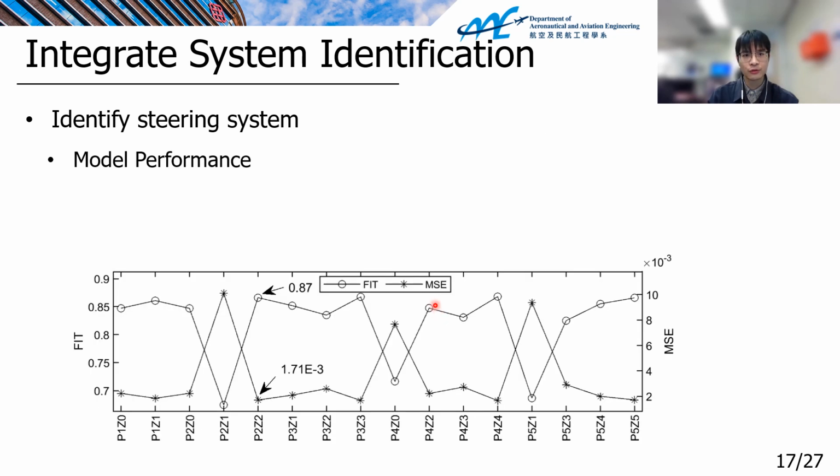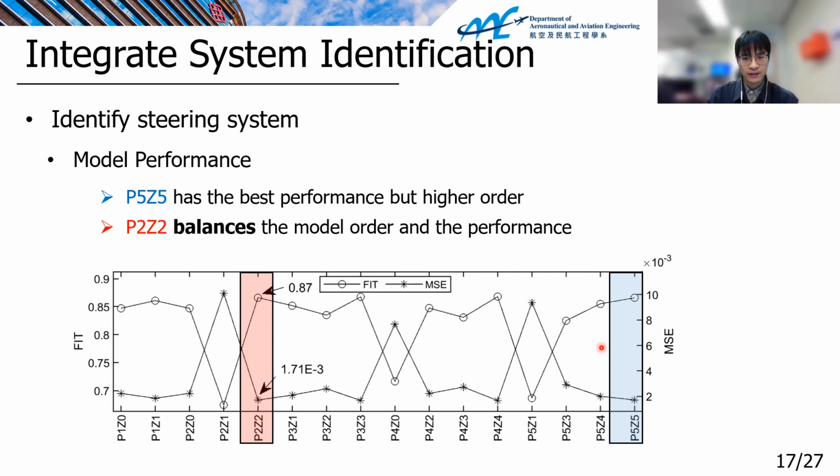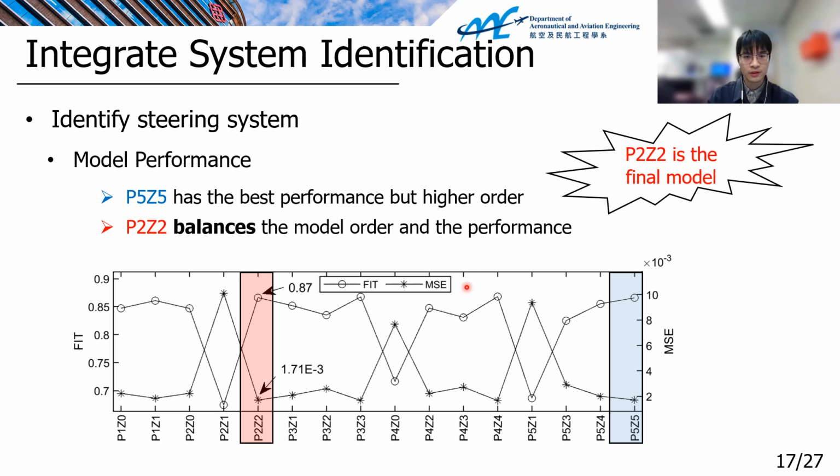And similarly, we choose 20 candidate models as in identifying the powertrain system. We can see in this figure that P5Z5 has the best performance but high order, and P2Z2 also balances the model order and the performance. So we finally choose the P2Z2 as the model of the steering system. We must note that the parameters of P2Z2 here are different from those in the powertrain system. What they share is the model structure. Now we have already identified two subsystems. Then I'm going to show how to use such knowledge to improve the positioning performance of VDM.